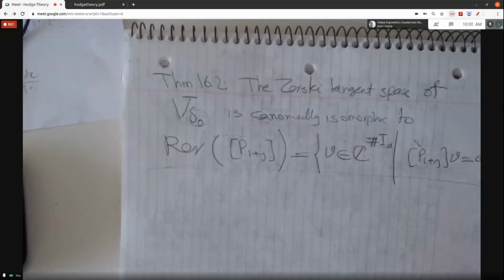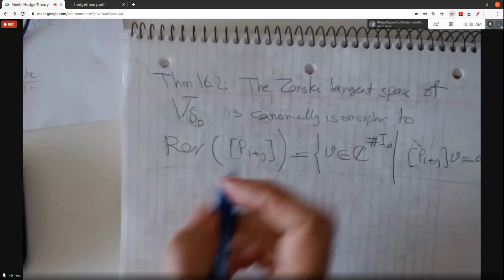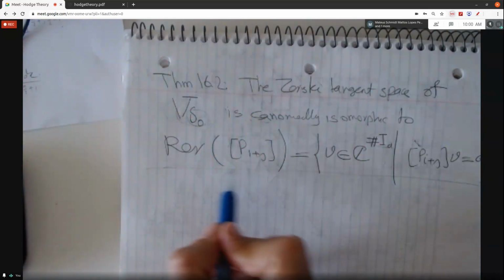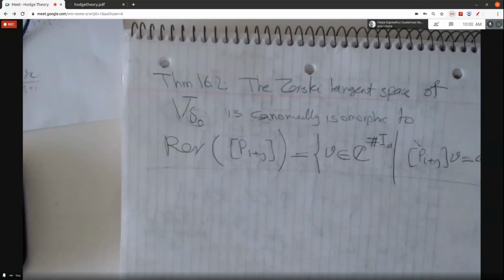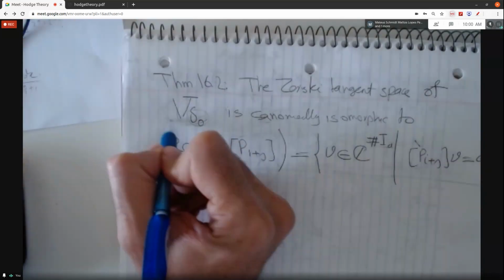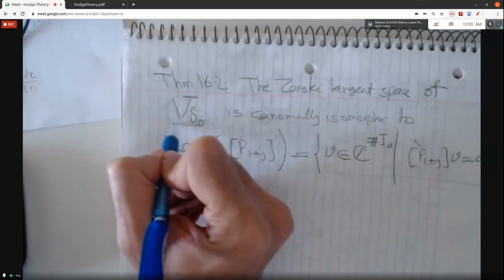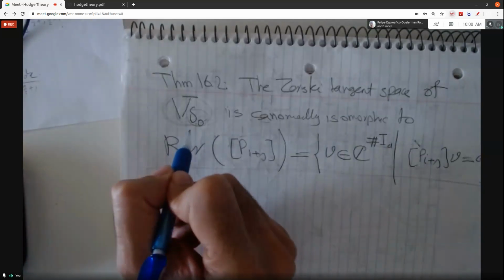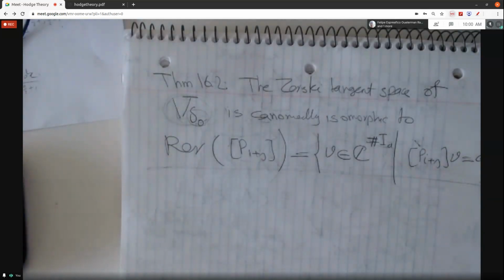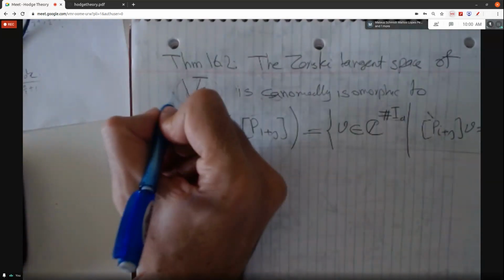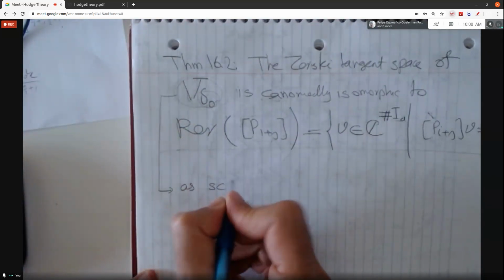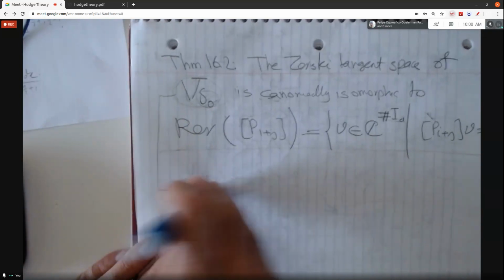So in the next lecture, I will remind you a little bit of some notations around this theorem, and then I will try to prove this one. And something else also: the Zariski tangent space of V_{δ,0} as a scheme and not just as a set. This is a very important fact. As an analytic scheme.